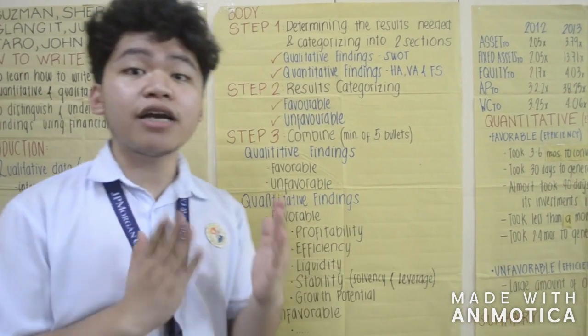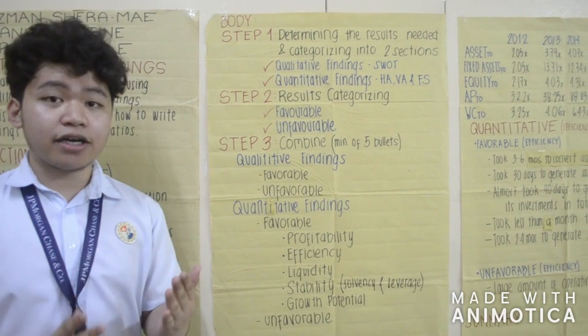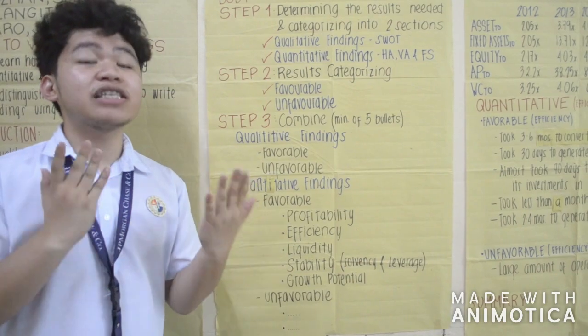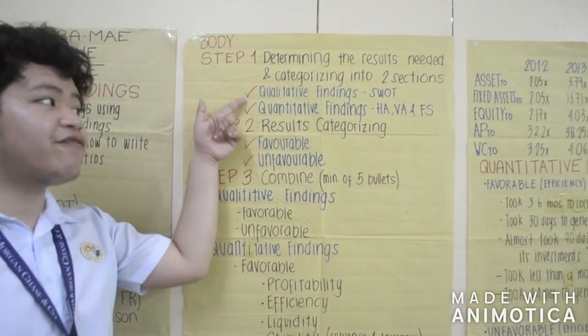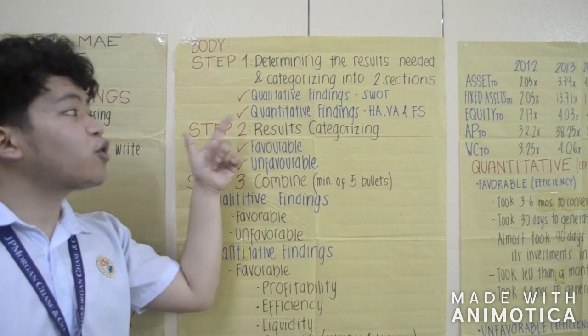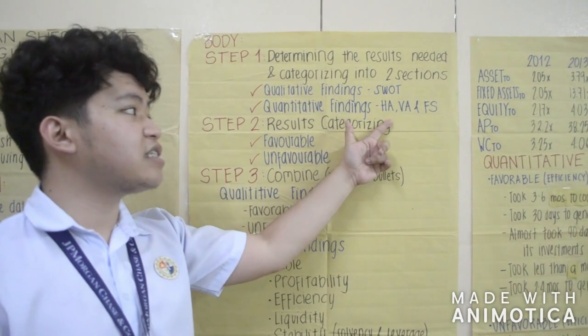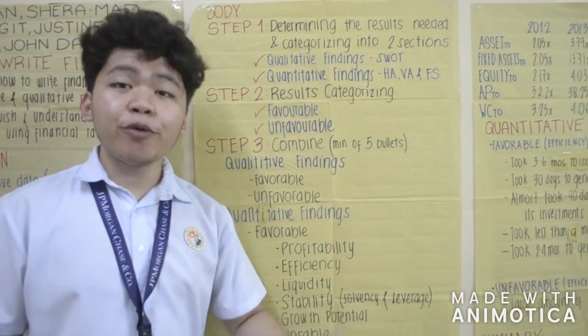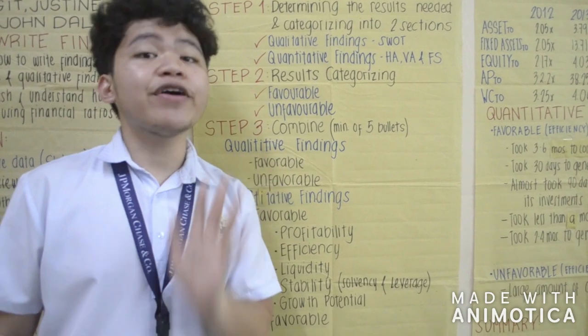So we already know the two findings and the differences between them. Let's go to the steps on how to write findings. There are just 3 steps in writing research findings. First is determining the results needed according to the data gathered by categorizing it into 2 findings: the qualitative findings from SWOT analysis and the quantitative findings from horizontal analysis, vertical analysis, and financial statement. With the help of the financial statement, we can compute the 5 different financial ratios.